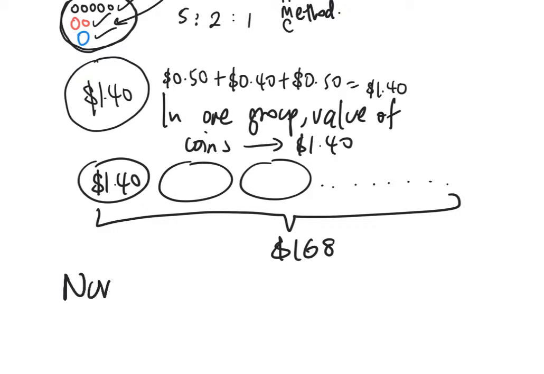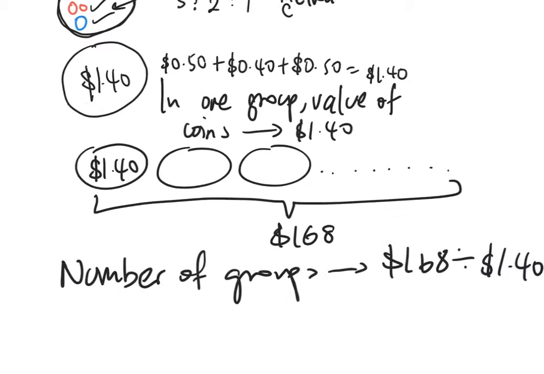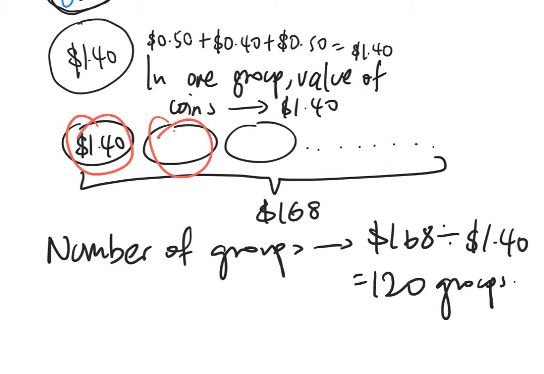So the number of groups is actually $168 divided by the value of each bag or each group, which is $1.40. Now this is problem sums, and you can actually use the calculator to calculate this simple working. I just pressed the calculator and I got 120 groups. So literally there are 120 of these bags here, 1, 2, 3, all the way until 120 bags.